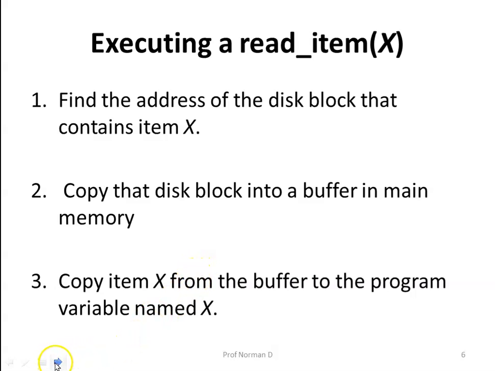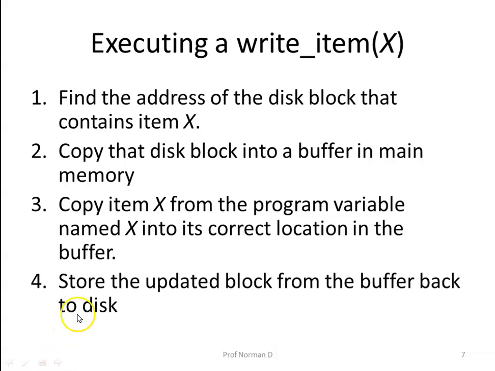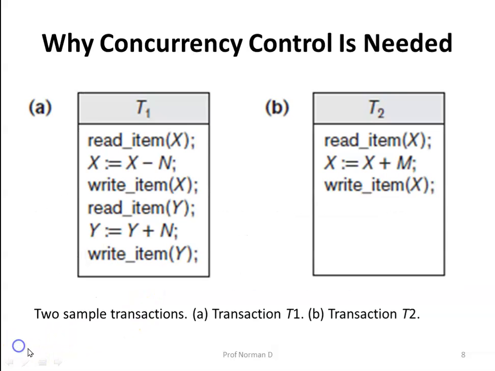Coming to write item, similar to read item, find the address of the disk block that contains the item X. Copy the disk block into the buffer in main memory. Copy item X from the program variable name X into its current location in the buffer. And then finally store the updated block from the buffer back to the disk.